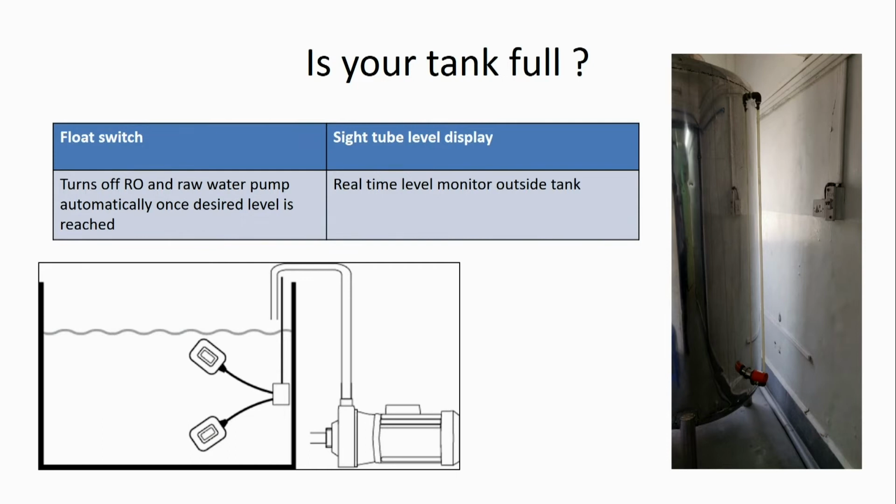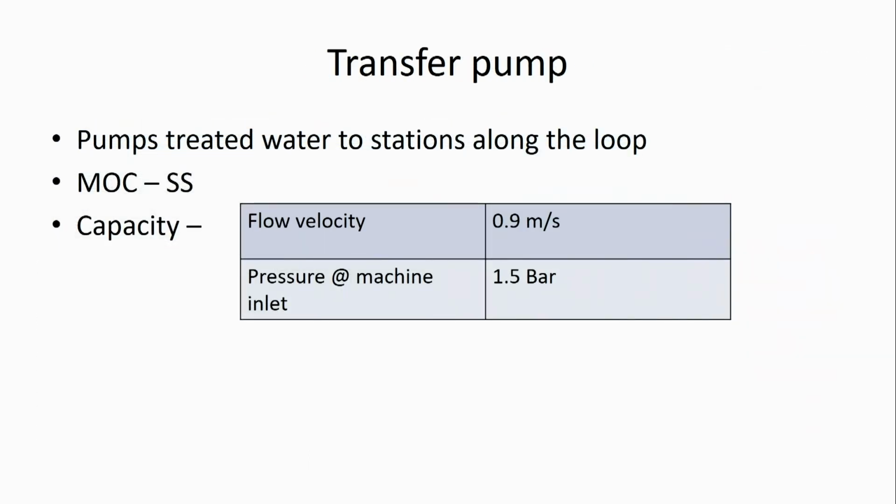Then water goes via the transfer pump to the stations. This transfer pump, again, should be of stainless steel material, and it should have the capacity to give a flow of 0.9 meter per second throughout the piping system, and should give a minimum pressure at the machine inlet of 1.5 bar.